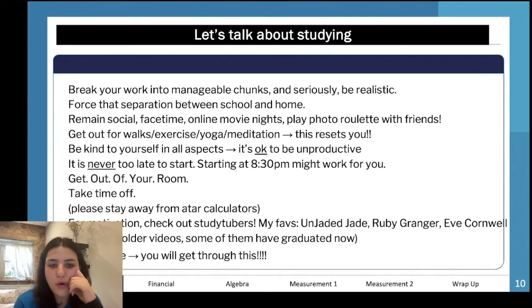Get out for walks, exercise, yoga, meditation. This resets you. Even just 5 minutes outside is like a reset for me. It just helps so much. Yoga and meditation, I have my yoga mat that sits there that I bust out if I need to sit down and relax and play some music. Honestly, sometimes you just need to have a little stress cry, and that can be super, super helpful to reset you.